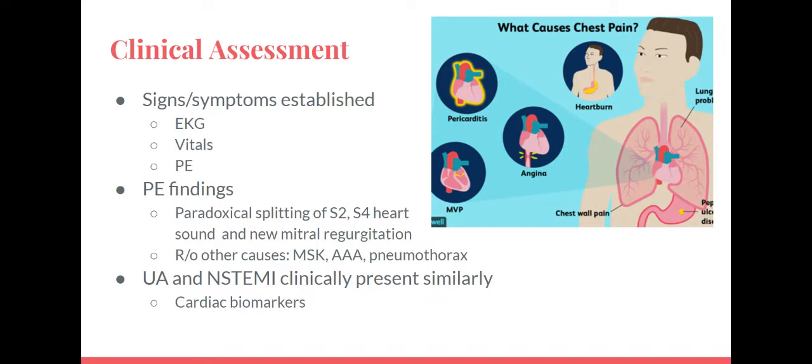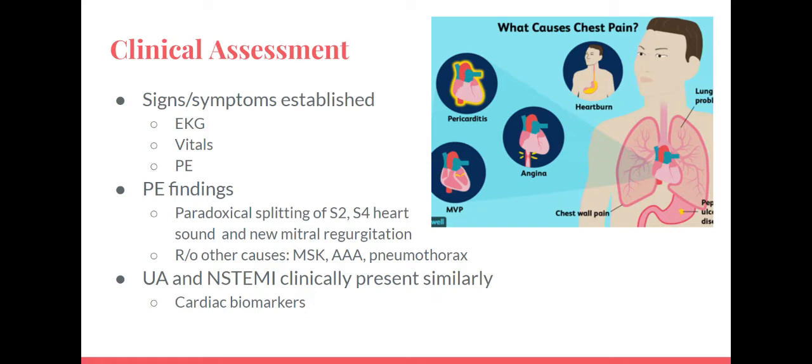For the clinical assessment, first thing you're going to look at are the signs and symptoms. For unstable angina, when you're suspicious of this in a patient, one of the first things you're going to do is get an EKG, ideally within 10 minutes of presentation. You're also going to check out their vital signs and physical exam. We'll talk more in depth about EKGs in the next slide, but for physical exam findings, it's mostly used as a tool to rule out other potential causes of chest pain.